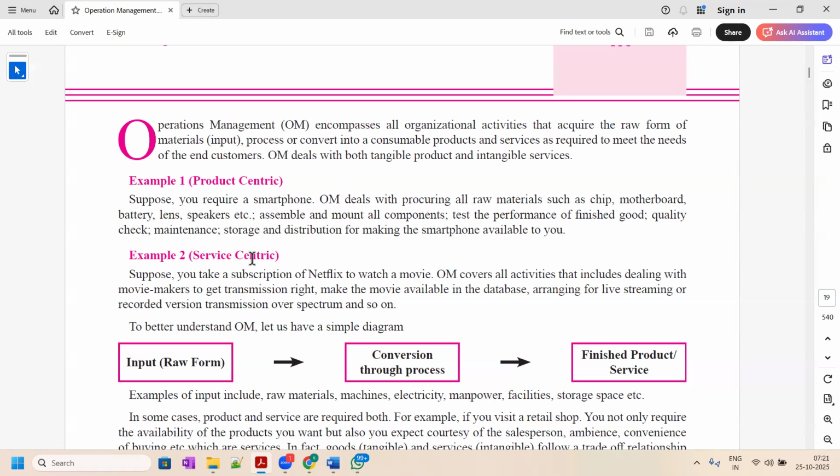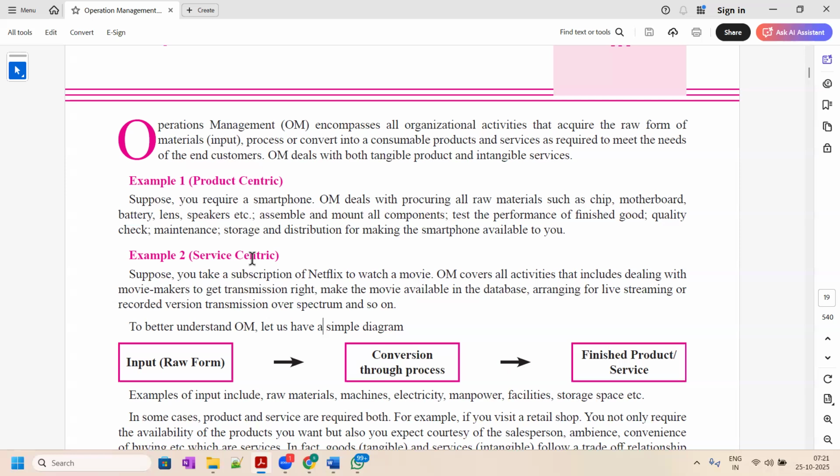Okay, giving you an example of product centric, suppose you want a smartphone. Here the operation management includes getting the raw material. It can be chips, batteries, screens, assembling those parts. Then testing and checking the quality, working on the maintenance, and storing and distributing the phones to the customers. So the operation management ensures that you get the working smartphone.